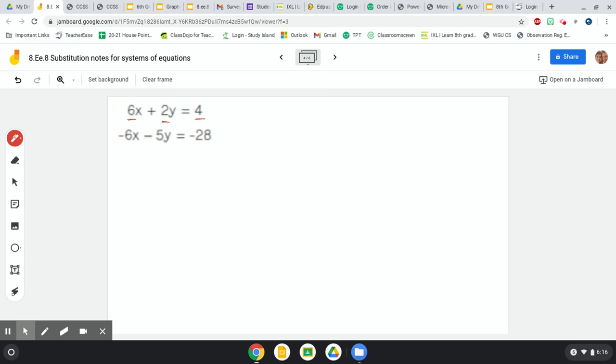I have a 6, a 2, and a 4. And then I have down here a negative 6, a negative 5, and a negative 28. When I'm looking at these numbers, a 6, a 2, and a 4 sounds like an easier number system to work with than a negative 6, a negative 5, and a negative 28. So I'm going to go ahead and take this first equation, and I'm going to solve it for either x or y. Again, it doesn't matter if you solve for x or y as long as you have one variable alone. So I'm going to go ahead and solve for y. So I'm going to subtract 6x first from both sides.